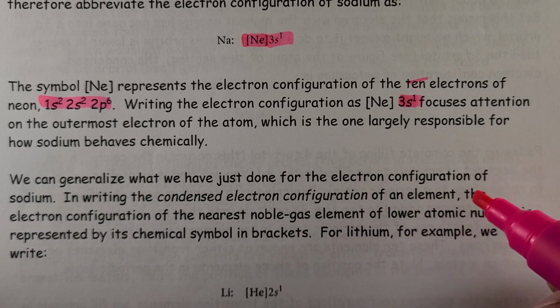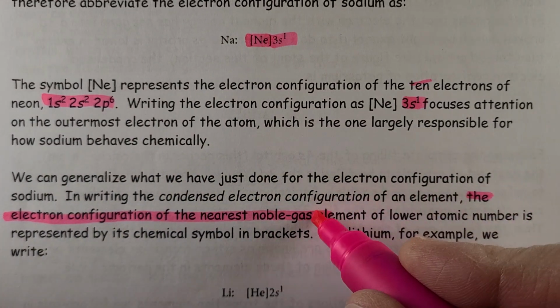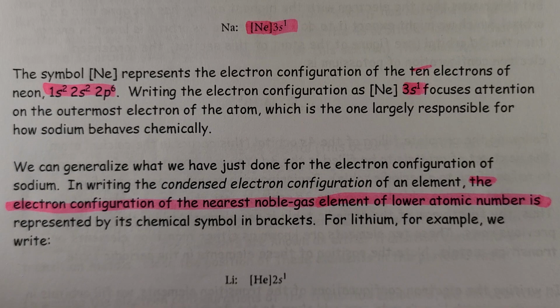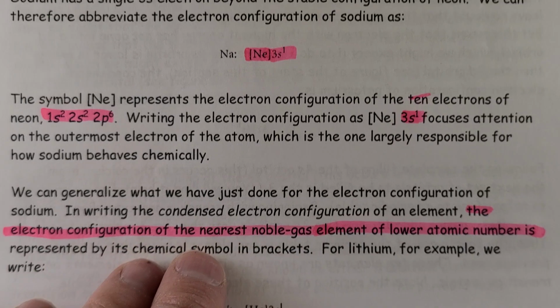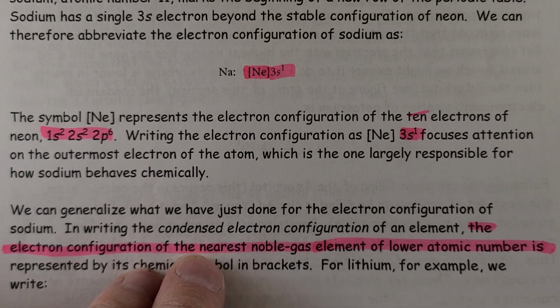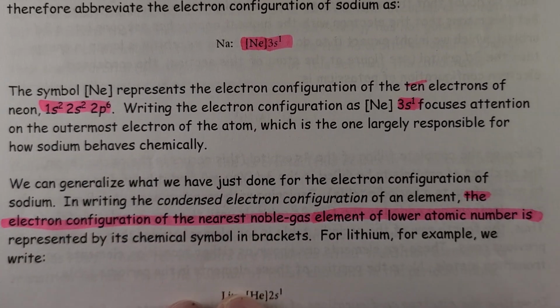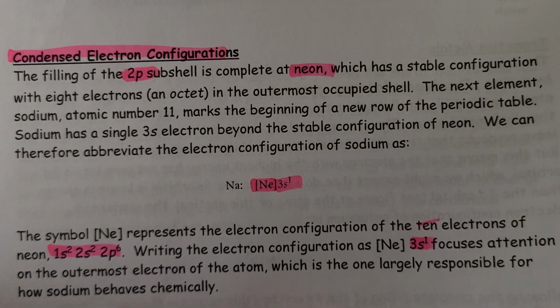of an element. We take a look at the nearest noble gas that was just below it on the periodic table. So, for example, lithium, which is atomic number 3, well, helium I know has atomic number 2, so I could talk about that and then put the additional one in there. So if you have a periodic table in front of you, you can easily see that.